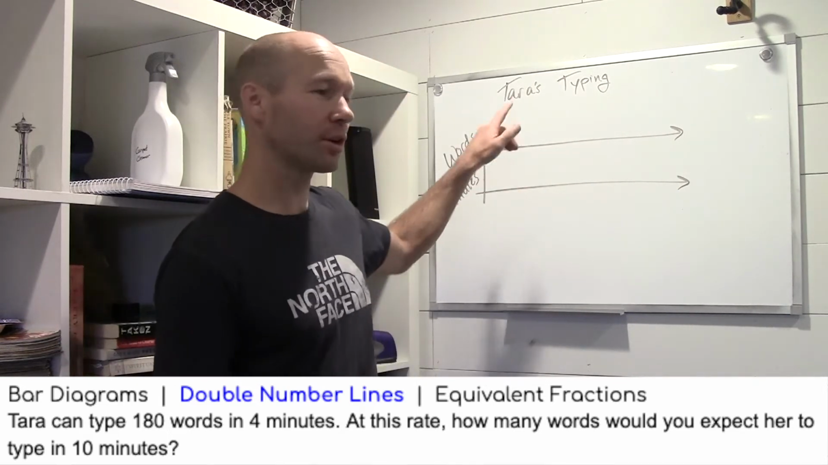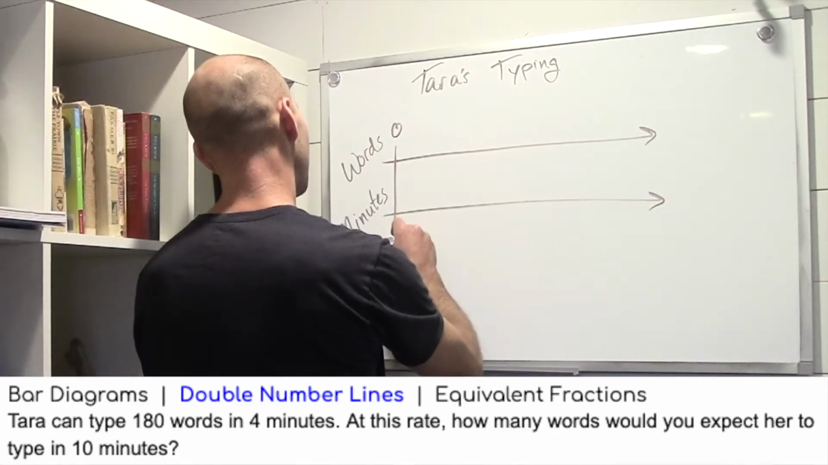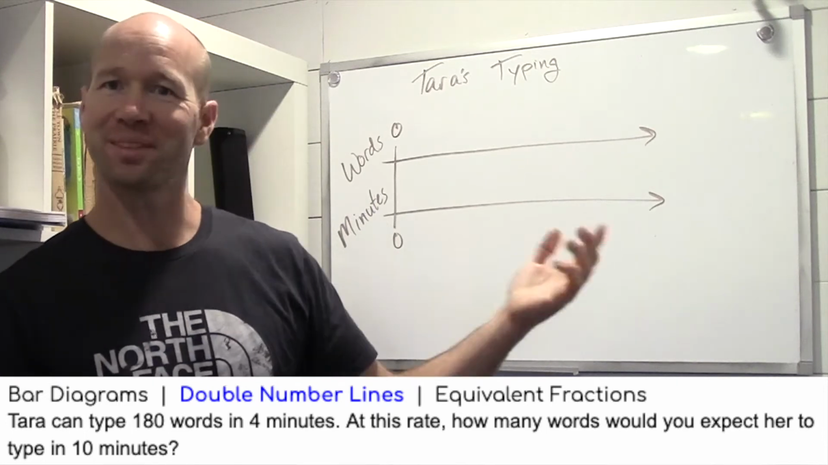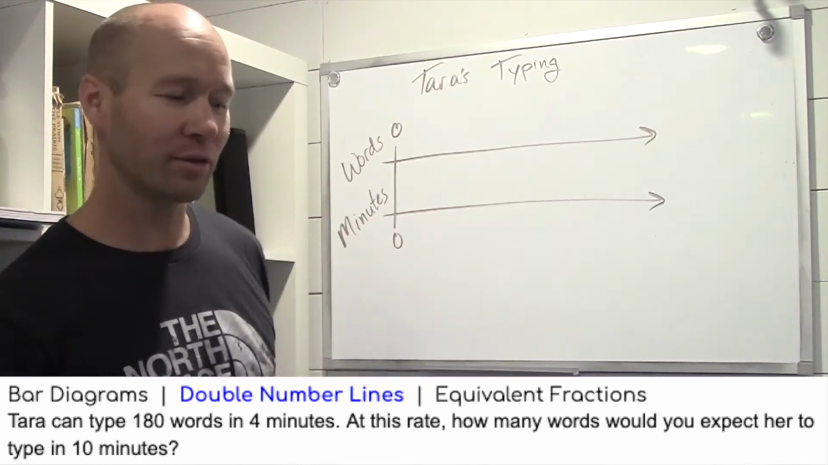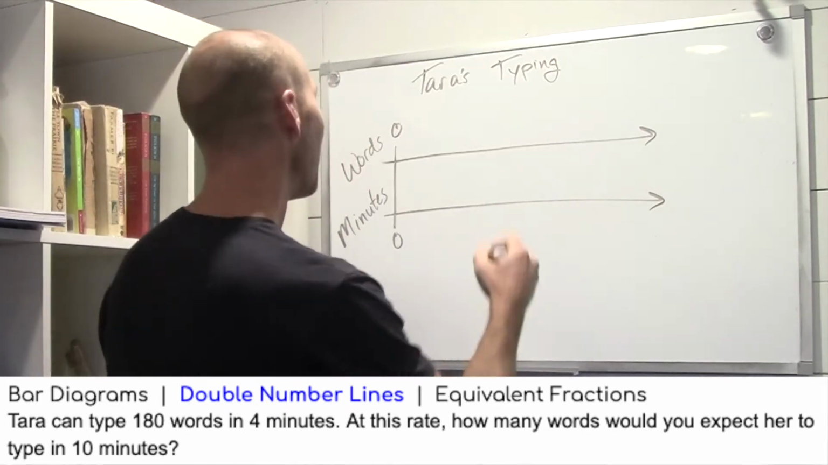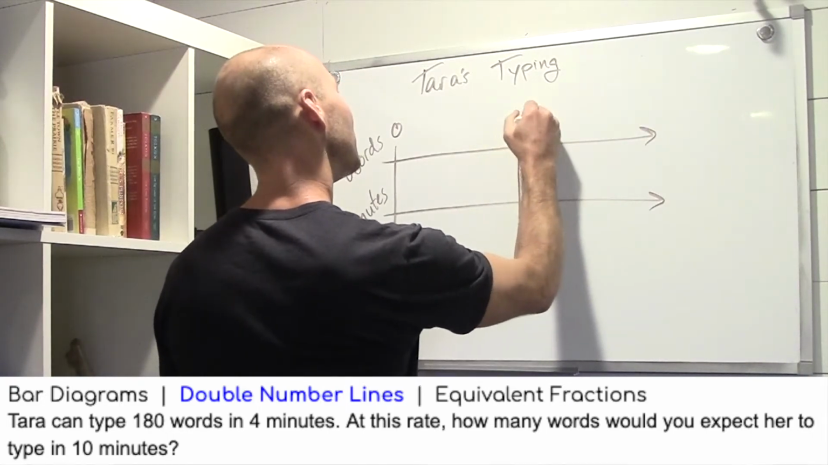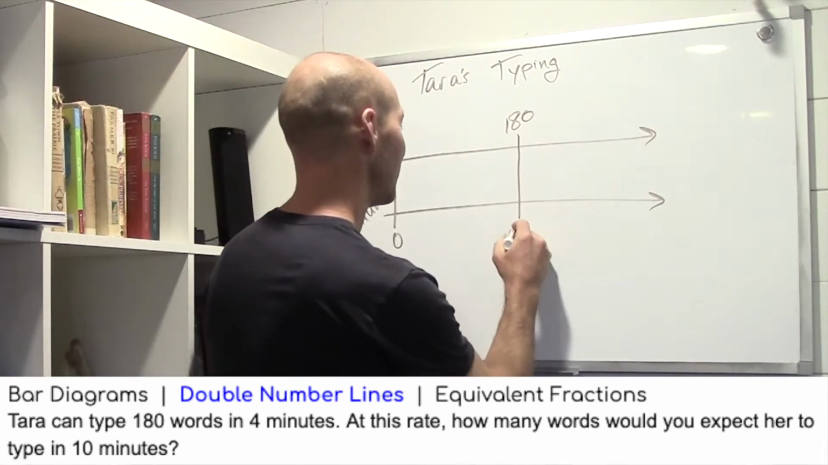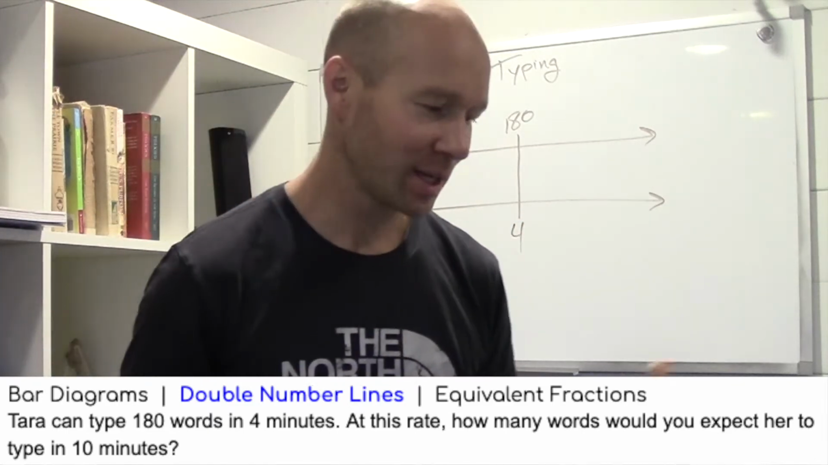Alright, so words per minute. So we have 0 words in 0 minutes. Always, right? When we have no minutes, she's typing no words. What do we know? We know that she did 180 words in 4 minutes. So we've got that information down.